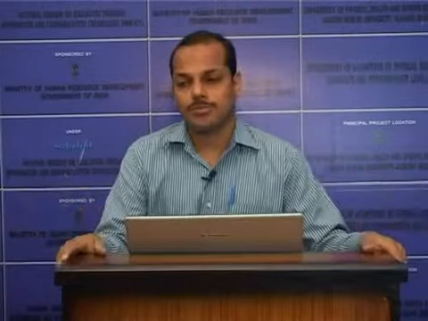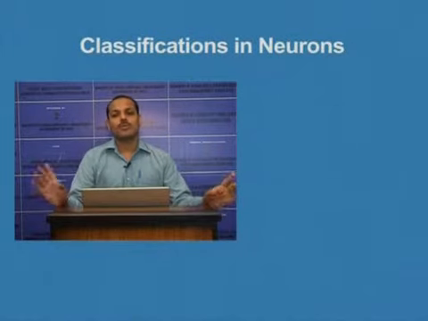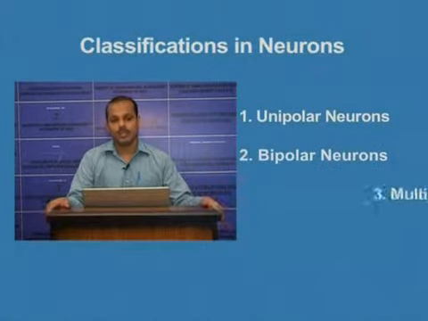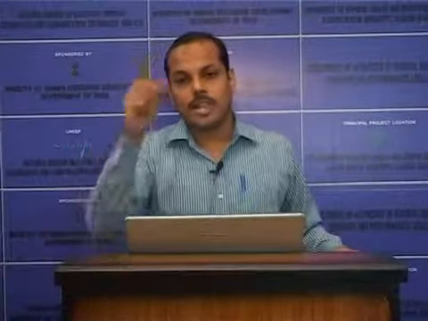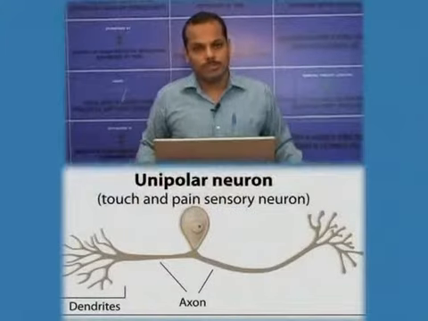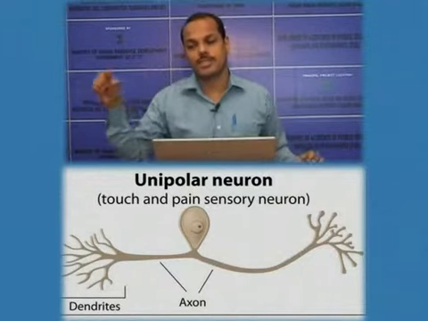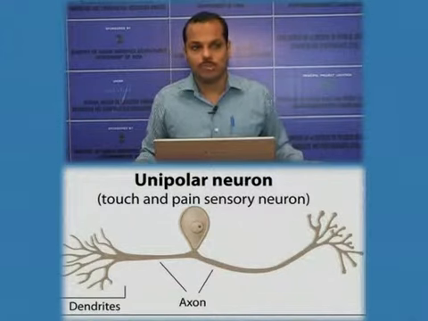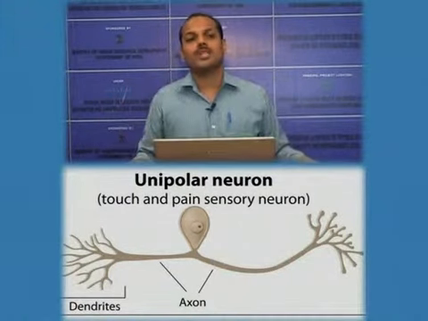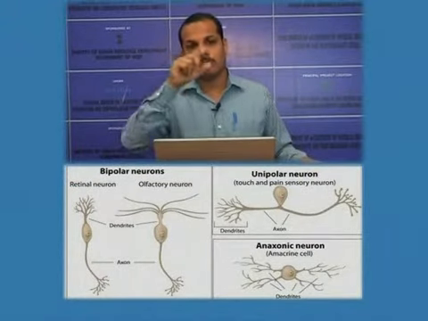Now, based on the fibers extending from the cell body, neurons can again be classified into three: unipolar, bipolar, and multipolar. All neurons have a cell body, an almost rounded cell body. If only one extension is there from the cell body, this type of neuron is called a unipolar neuron. That one extension is only an axon. It will be cell body and axon.